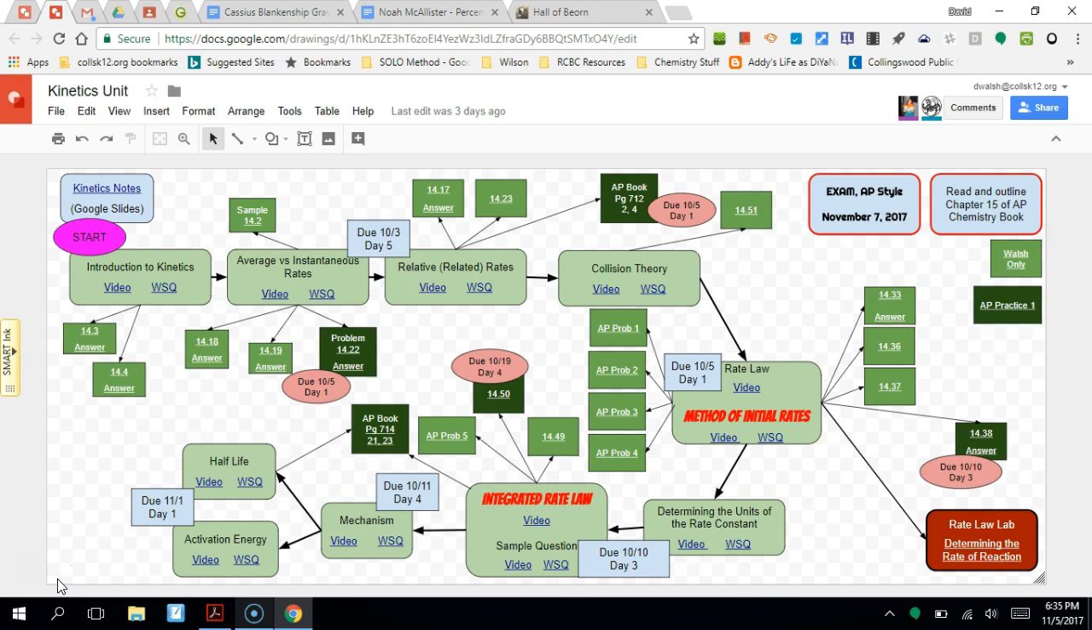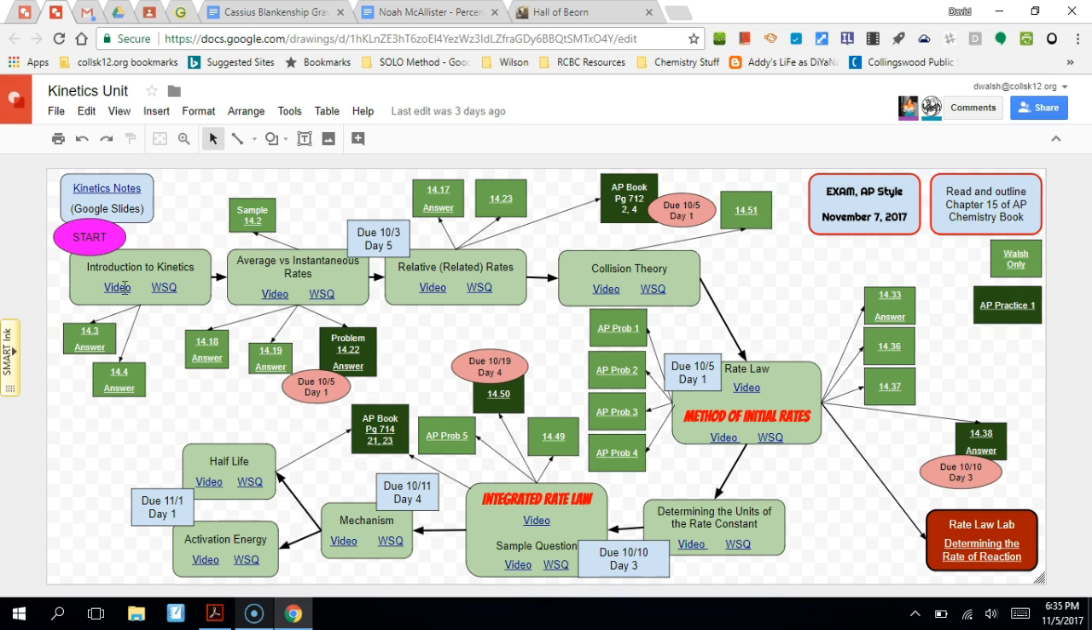Hey everybody, let's take a minute and go over what is going to be on this guy right here, the AP style exam that you're going to have coming up pretty soon. And I'm going to use the mind map as the outline for what's going on as a review.